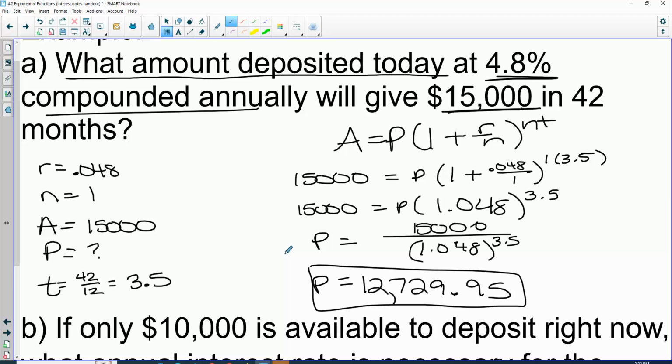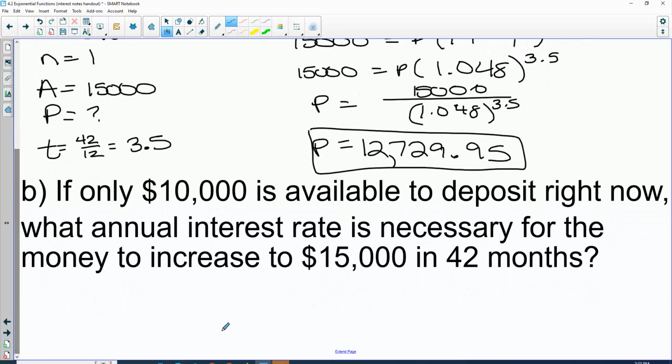All right, did we get that one? Okay. Try not to die in this problem.